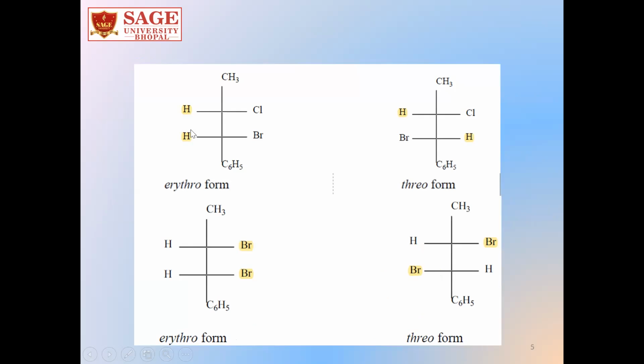Some examples are like this. Here hydrogens are on the same side, so erythro. Here hydrogens are on different sides of the vertical line, so threo form. Here the bromides are on the same side, so erythro form. Here the bromides are on the opposite side, so threo form.